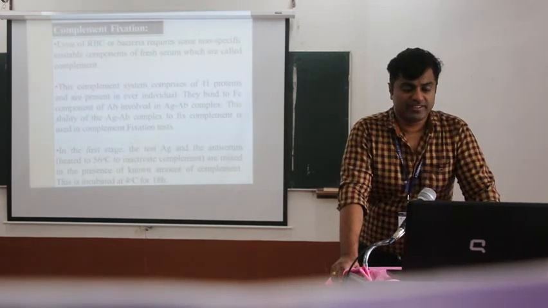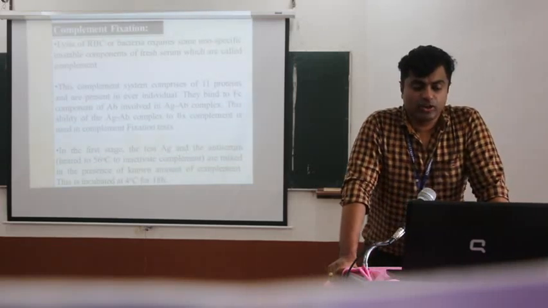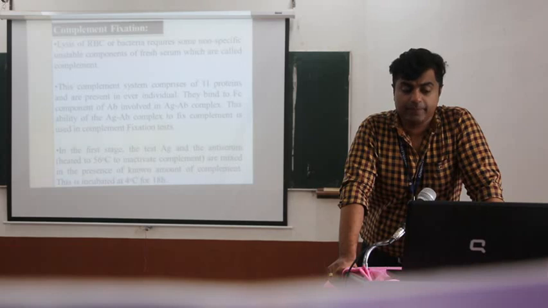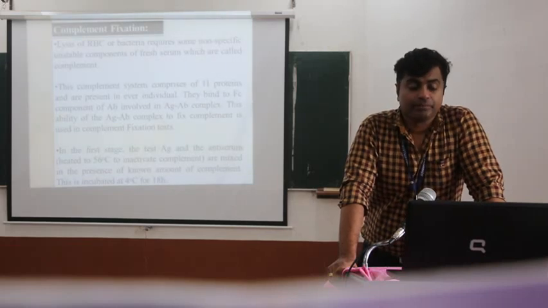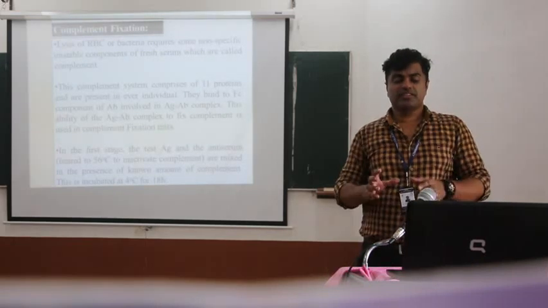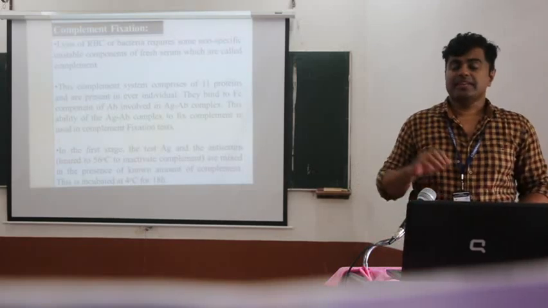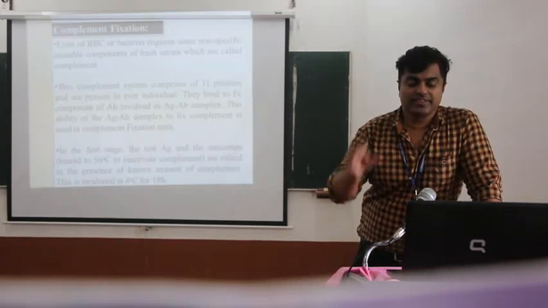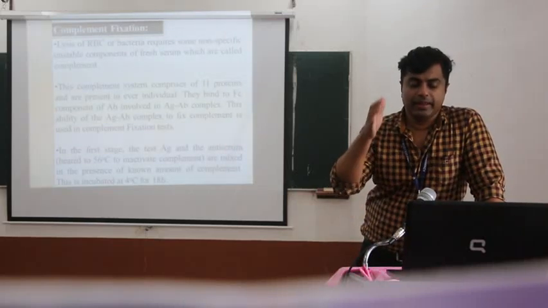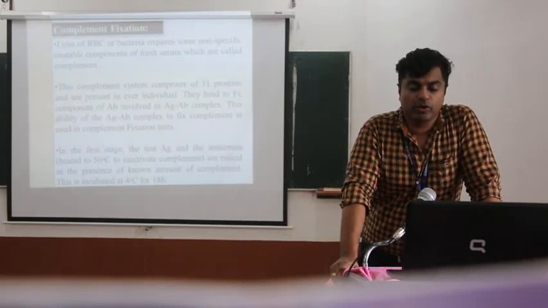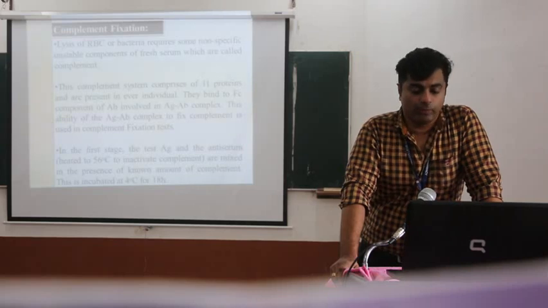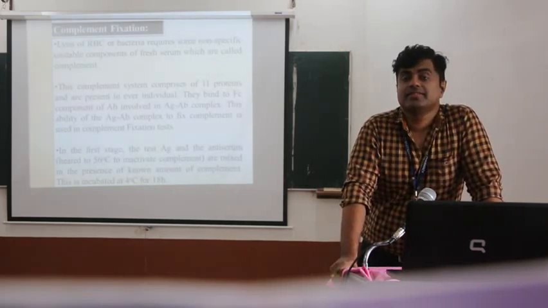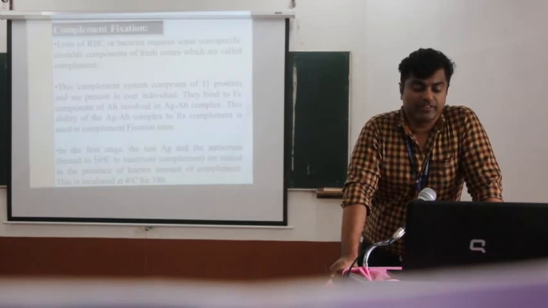Next one is the complement fixation. Lysis of RBC or bacteria requires some non-specific unstable components of fresh serum, which are called complement. The complement comprises 11 proteins and is present in every individual. The action of this complement system is that they bind to the Fc component of antibody involved in the antigen-antibody complex. The ability of this antigen-antibody complex to fix complement is used for the complement fixation test.